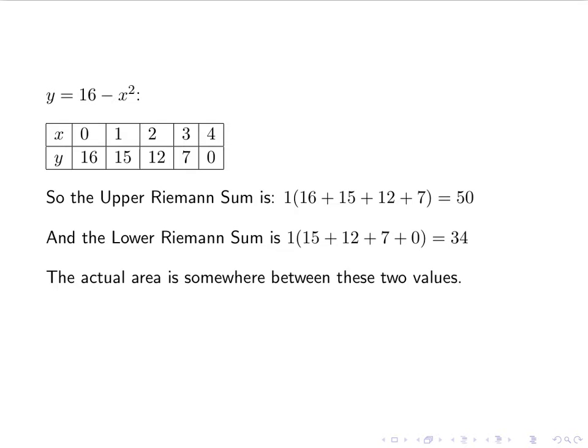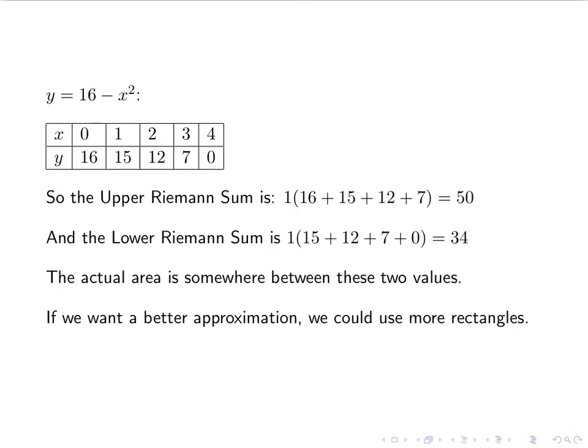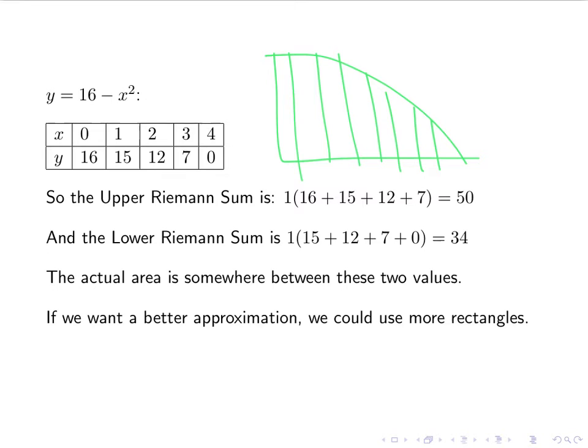If I want to get a better approximation, then I'm just going to use more rectangles. If I have my picture and I divide it into smaller rectangles, then the part that I'm either adding, if it's an upper estimate, or subtracting, if it's a lower estimate, is going to be smaller. So those extra pieces will be smaller. My upper Riemann sum will get lower. My lower Riemann sum will get higher. And so the difference between the 2 is going to get smaller.